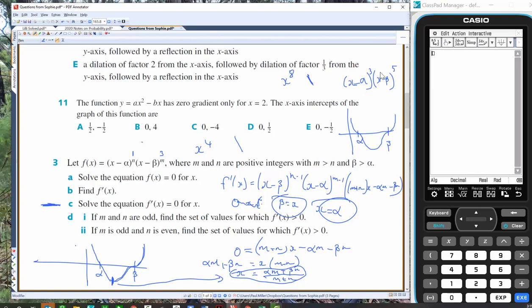solution is the way I think about it. Okay, and again, what you'll note here is that it's going to have a positive gradient from this stationary point onwards, not including β. And this same shape is going to happen for a 5 and a 7 and a 9, for all of them. So my suggestion is that for part D, we're going to get a solution of (αm + βn) all over (m + n). That's the stationary point or the x value. That's going to be this stationary point.